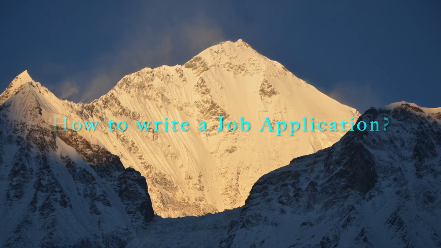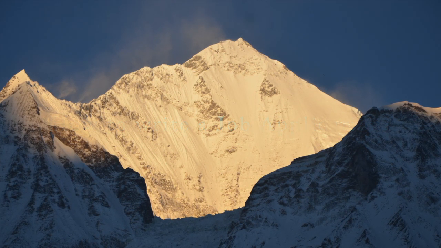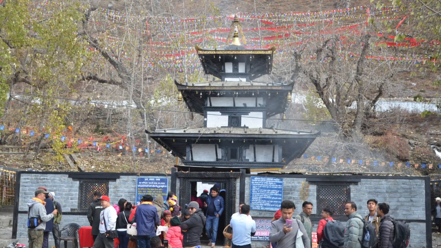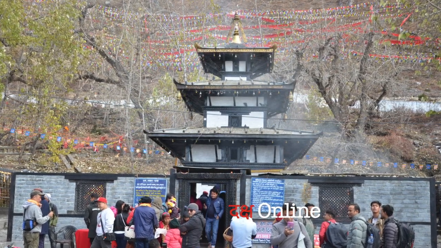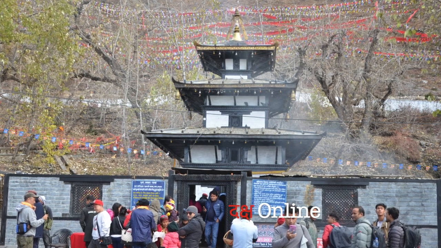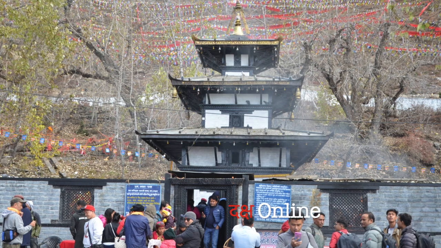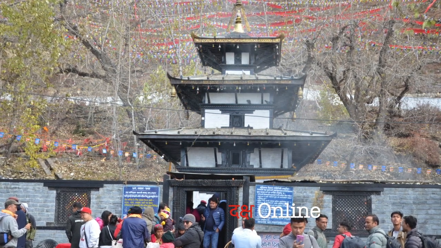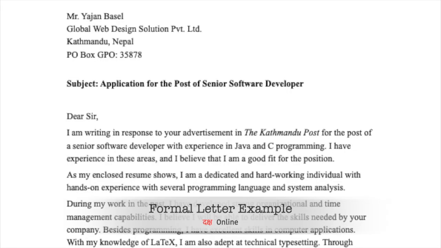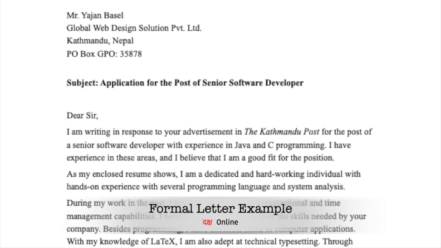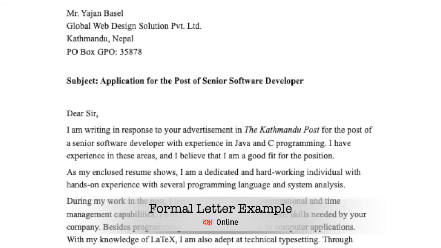In our today's class, we are going to talk about letters. Letters are very important part in communication, and we must need to know how we should be writing a letter. So there are two types of letters. The first one is formal and the other one is informal.